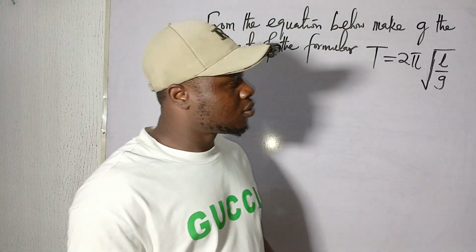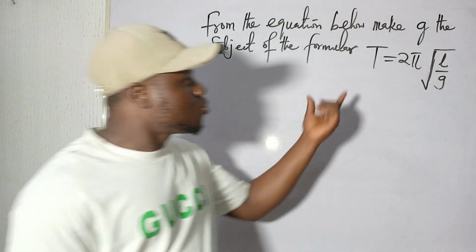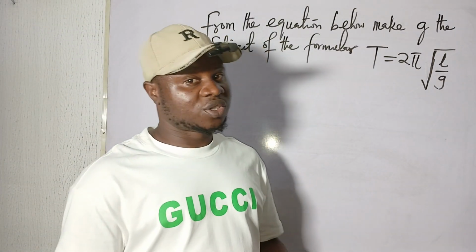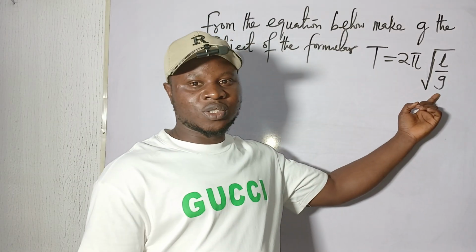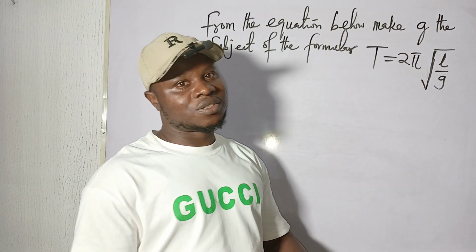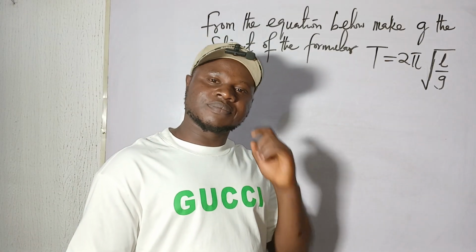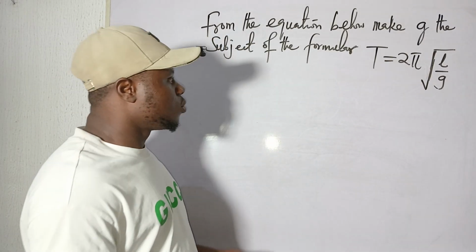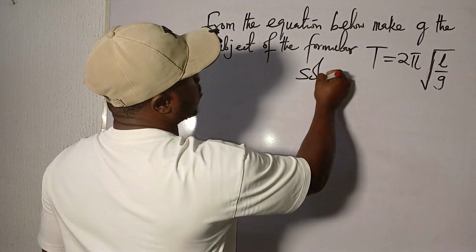Now the question says they don't want T to be the target of this equation. Make G the target of the equation. That is, find G in terms of the others. So that is what we mean by the subject of the formula. Now, what do I do? To solve this, we have a solution.